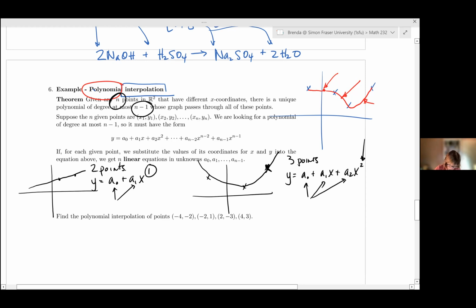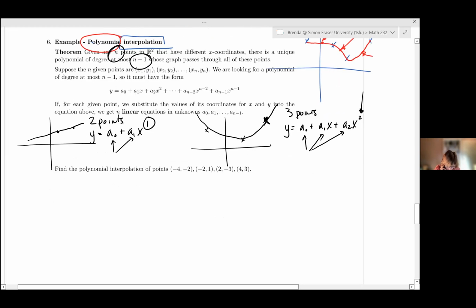Okay, so let's now try this out. We're going to find the polynomial interpolation of these 4 points. Okay, it's 4 points. So what do we expect? We expect a polynomial, because we're doing polynomial interpolation, of degree n minus 1, and 4 minus 1 is 3. Expect a polynomial of degree 3.